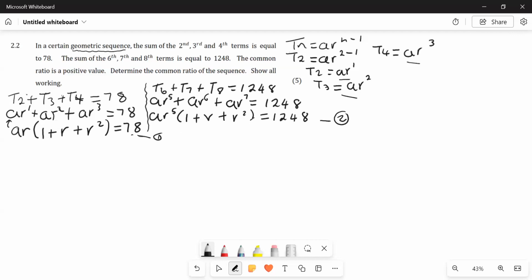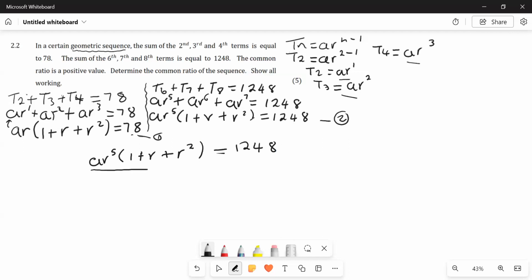If you check, 1248 is bigger than 78. So we need to say 1248 divided by 78. So we can do that: a r to the power 5 times 1 plus r. Remember, this is a geometric sequence, hence we're using a division. If it was an arithmetic sequence, then we would need to say equation 2 minus equation 1. I hope you're following this part.